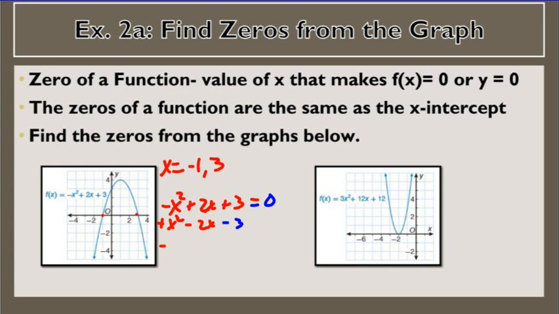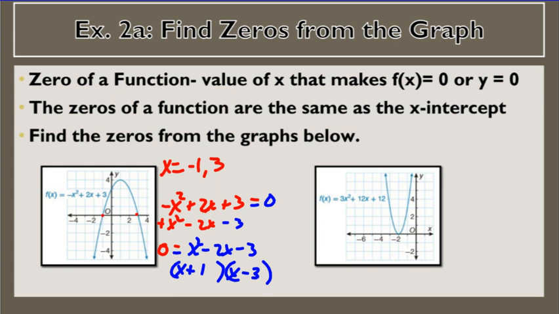So now we have 0 equaling x² minus 2x minus 3. And then we can factor the trinomial. What do I multiply to get -3, but added together gives us a -2? That would be a +1 and a -3.